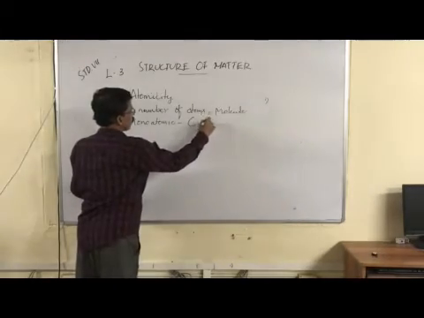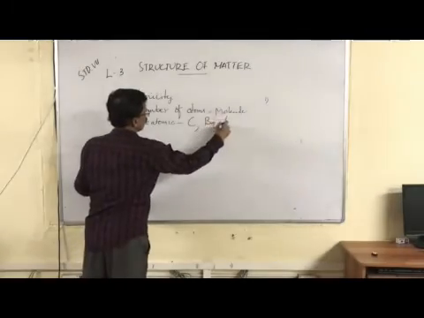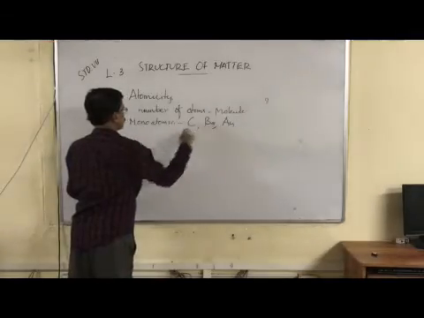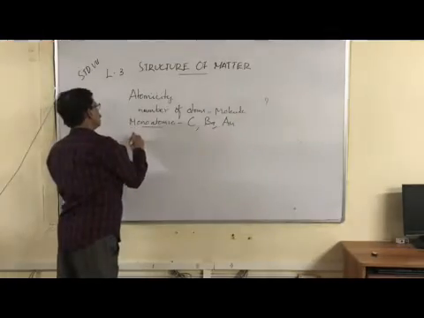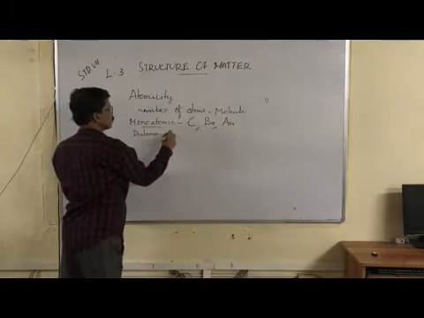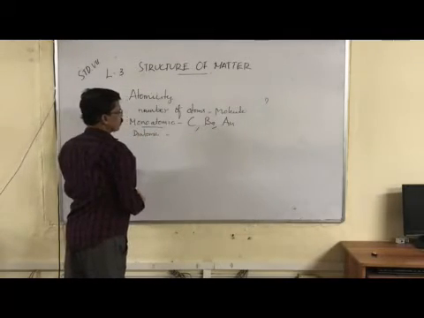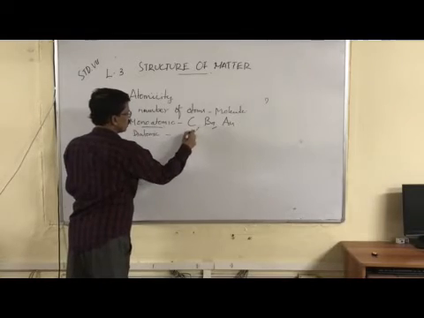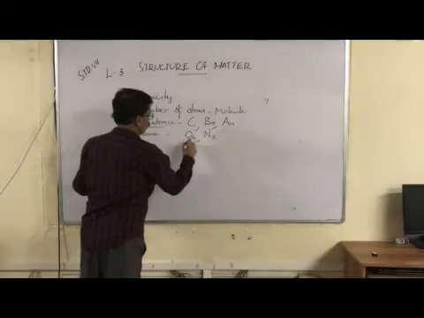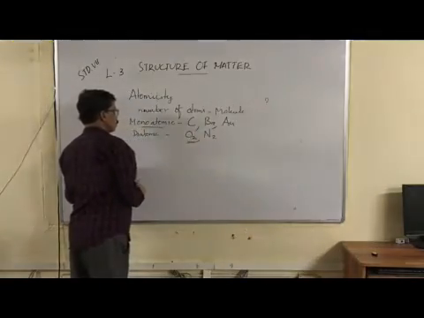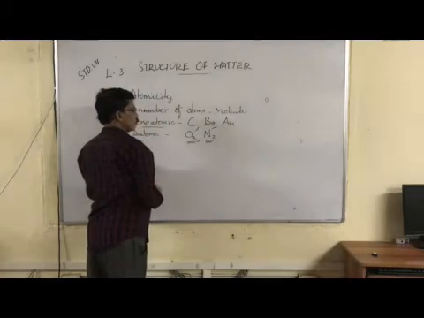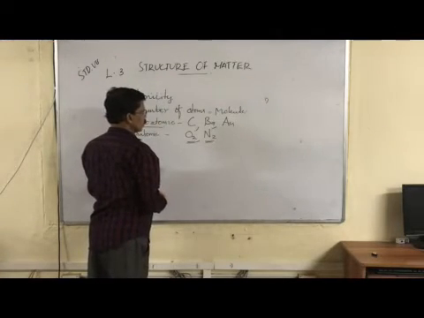Then barium. Then gold. These contain only one atom, so they are called monoatomic. There may be two atoms, diatomic. For example, oxygen is found as two atoms, nitrogen is found as two atoms. So there are two oxygen atoms in this diatomic molecule of oxygen. Nitrogen also contains two atoms, like that.